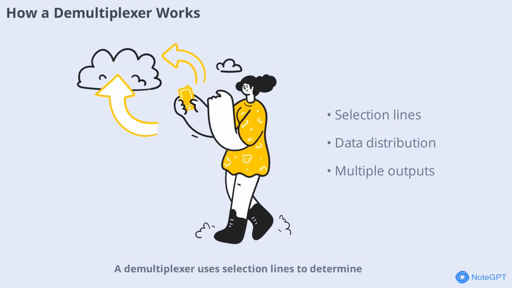A demultiplexer uses selection lines to determine which output line receives the input signal. For example, a 1-to-4 DEMUX has 1 data input, 2 selection inputs, and 4 outputs. Depending on the selection values, the input is routed to the corresponding output. DEMUX circuits are widely used in data distribution and communication systems.